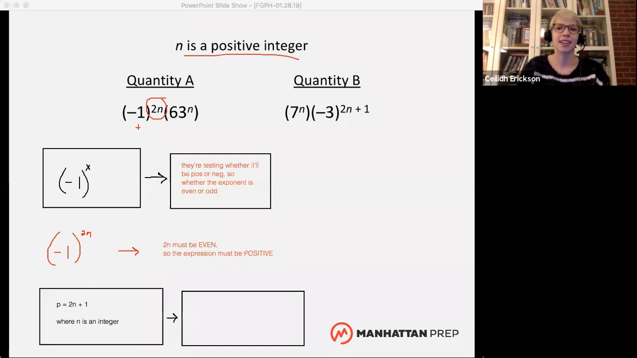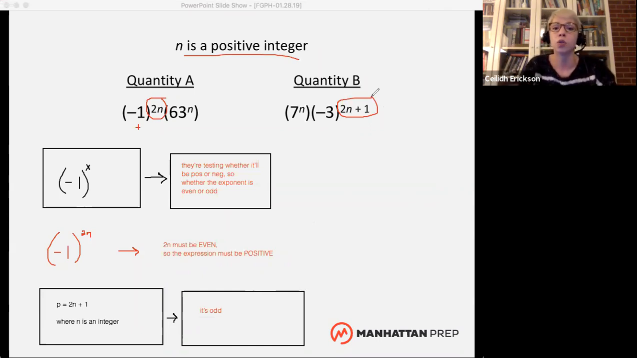Exactly. It's a fancy way of saying it's odd. So over here, it looked like we were going to have to do some complicated exponent rules, but we don't. All we have to do is look at this and say, well, 2 times n has to be even, so add 1 more and it has to be odd.